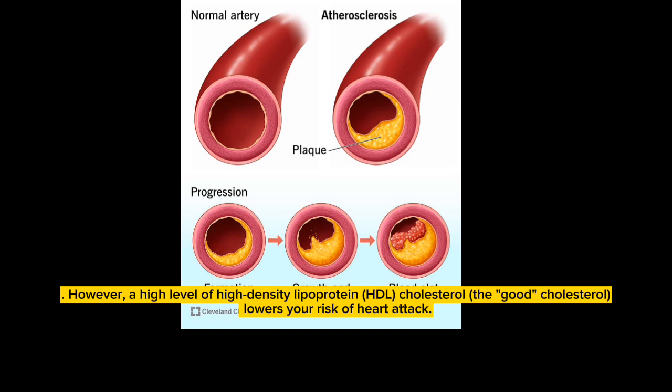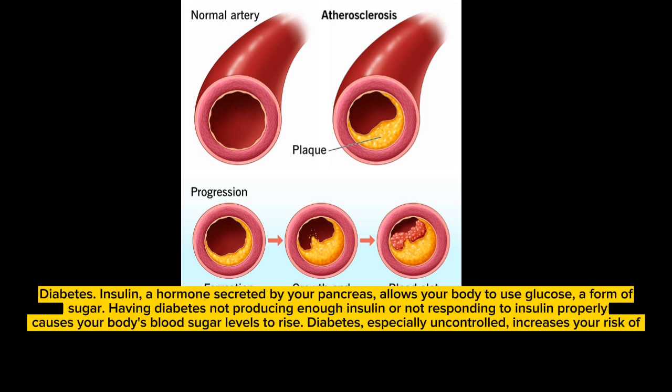5. Diabetes. Insulin, a hormone secreted by the pancreas, allows your body to use glucose, a form of sugar. Having diabetes, not producing enough insulin or not responding to insulin properly, causes your body's blood sugar level to rise. Diabetes, especially uncontrolled, increases your risk of a heart attack.